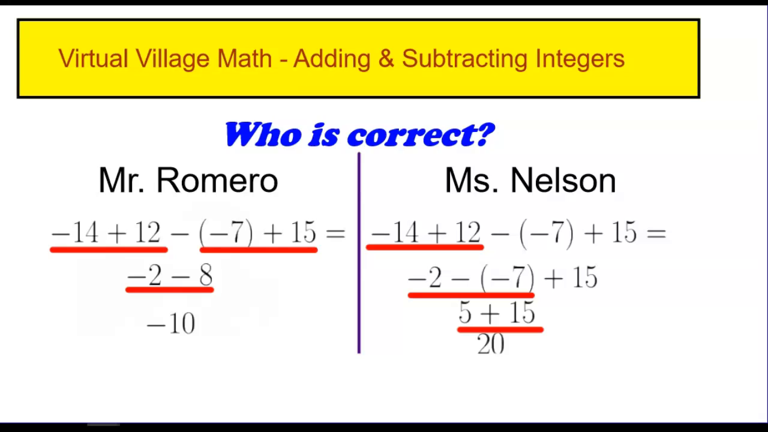Now we've got more than two numbers that we're adding or subtracting together. Mr. Romero and Ms. Nelson solved these two problems in two different ways. You can see Mr. Romero added up the two numbers on the left and the two numbers on the right and then subtracted them. And Ms. Nelson did everything from left to right. She first added the 12, then she subtracted the negative 7, then she added the 15. We got two different answers. Who do you think is correct?